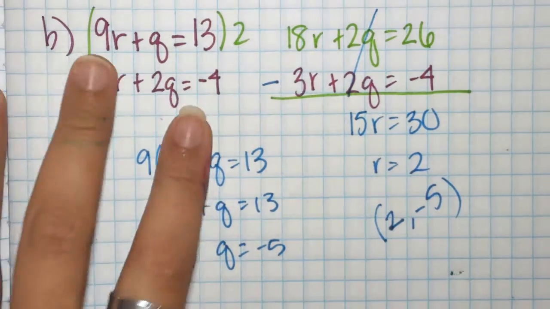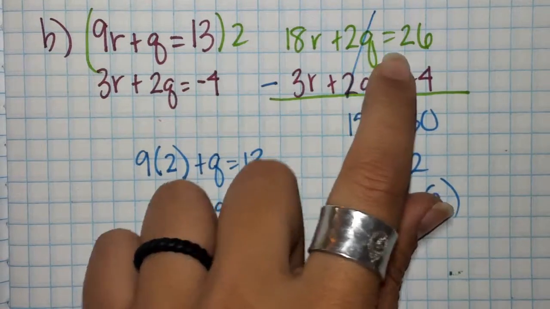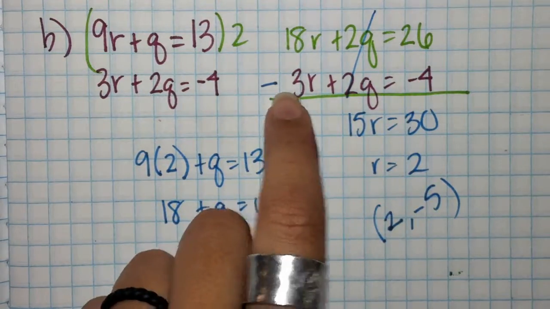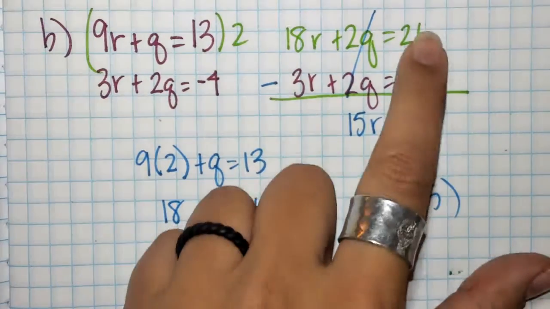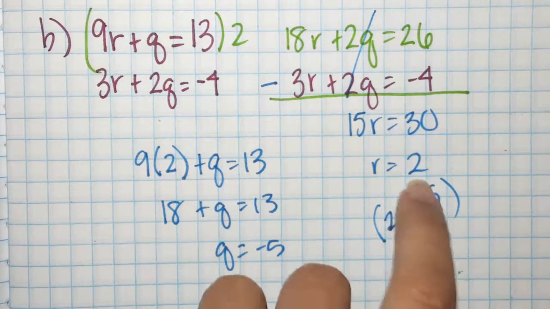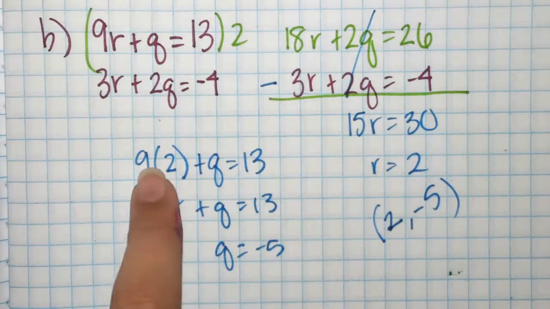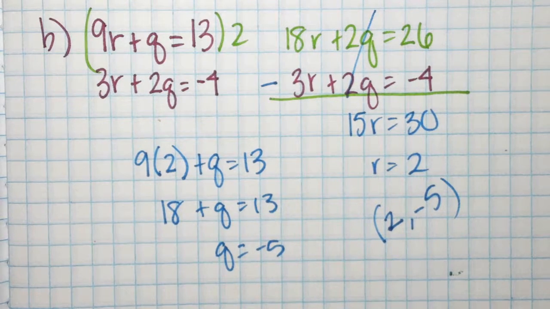Alright, so I multiplied everything by 2. And I got 18R plus 2Q equals 26. And then I brought this one over. I subtracted. 18 minus 3 gives me 15. 26 minus -4 gave me 30. I divide, I got 2. Then I took that 2 and I plugged it in. 9 times 2 is 18. And I subtracted and got -5.